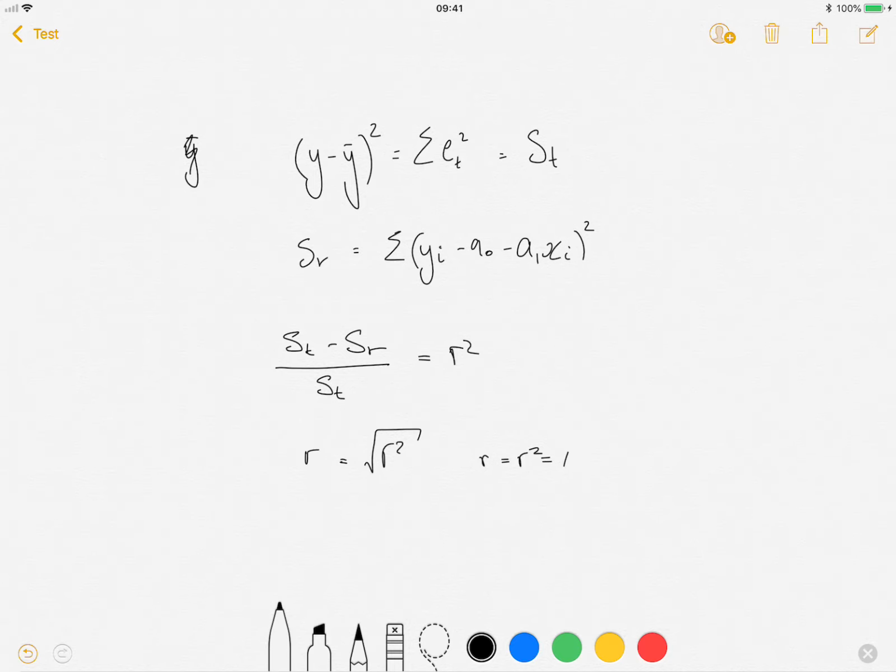And this signifies that the line explains 100% of the variability of the data. And for an instance when r squared equals 0, that is, the sum of the residuals equals the total error, then the fit represents no improvement. And that could be important for our data analysis.